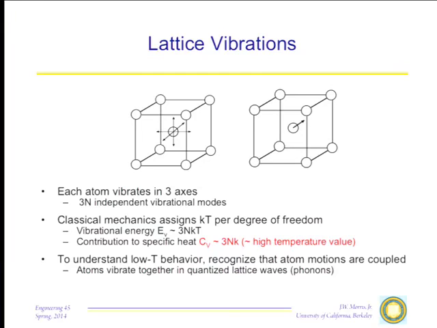In classical mechanics, you would assign an energy kT for each degree of freedom. The vibrational energy then would just be 3NkT. So the contribution to the specific heat is just 3Nk, which is in fact the value that the specific heat has when the temperature is above the Debye temperature. However, when we get to temperatures well below the Debye temperature, we get out of the classical regime and into the quantum regime, unfortunately, and life gets a bit more complicated.